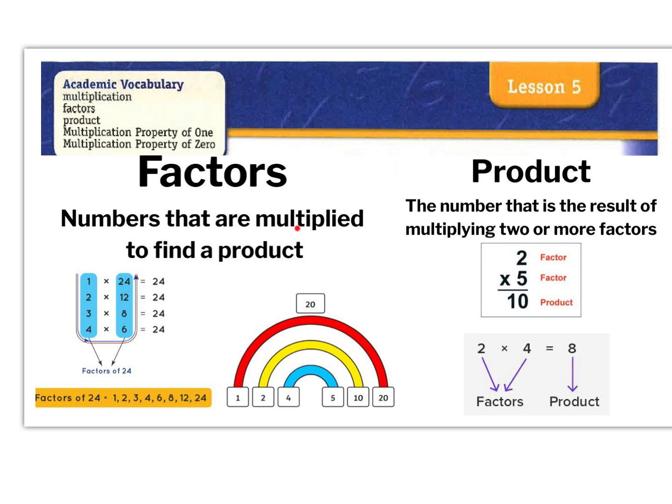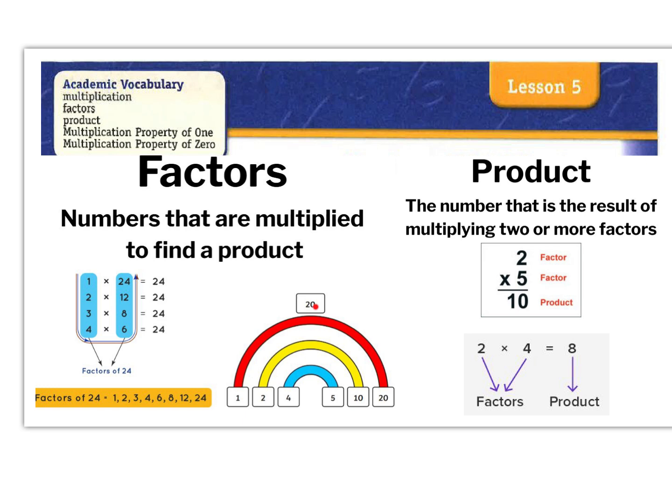Factors. These are the numbers that are multiplied to find a product. The product is the answer to a multiplication problem. So in this example, factors of 24. 1 times 24, 1 and 24 are factors. 2 times 12 equals 24, 3 times 8 equals 24, 4 times 6 is 24. These highlighted in blue are all factors of 24. You can see them listed out in order here.